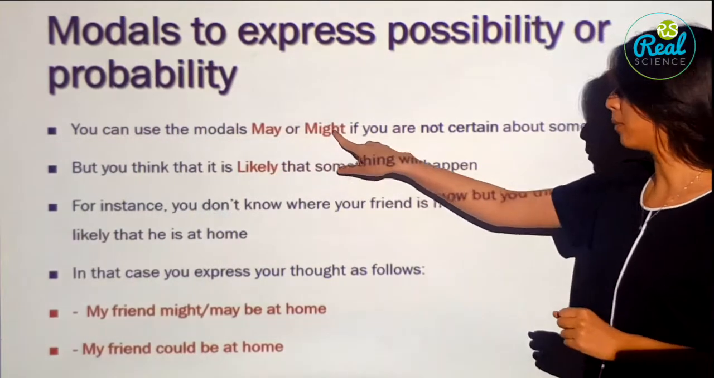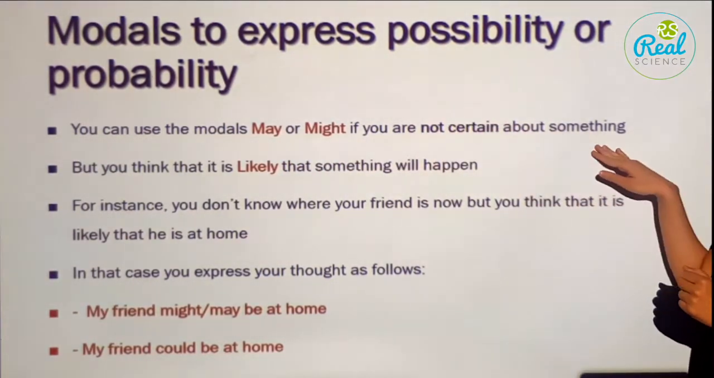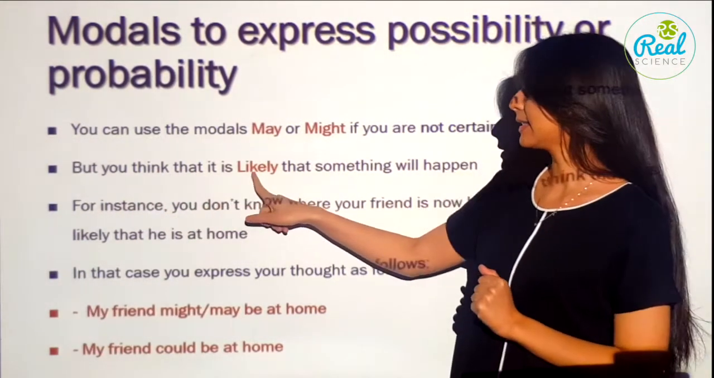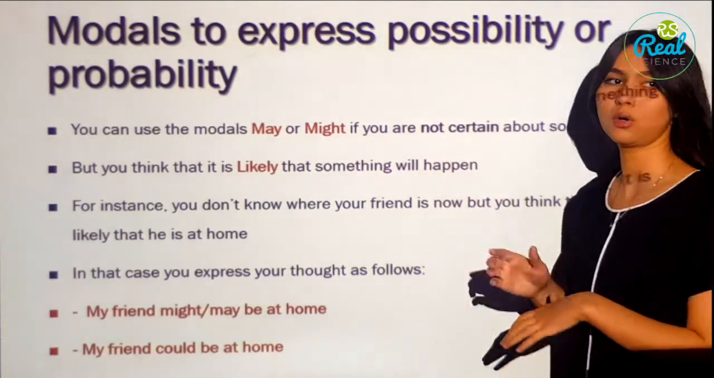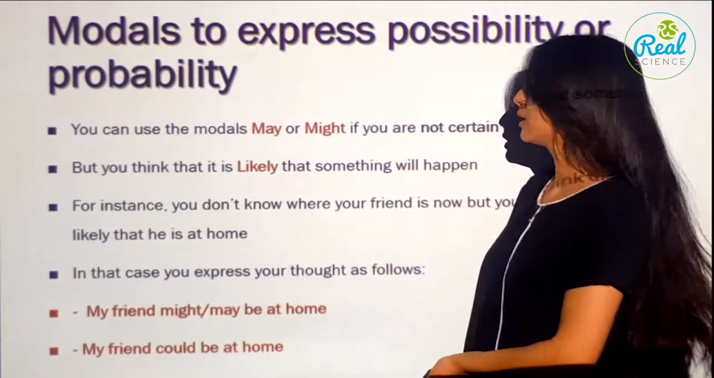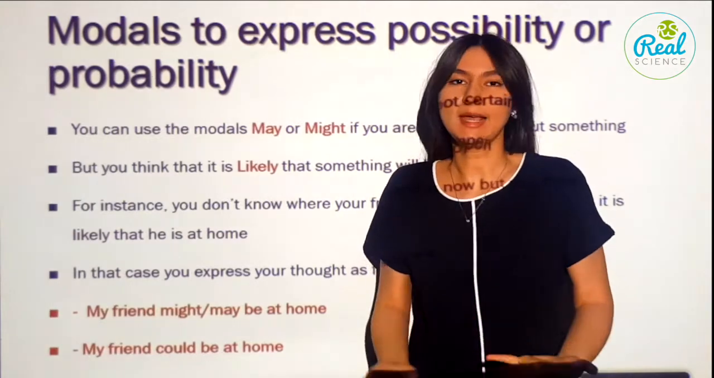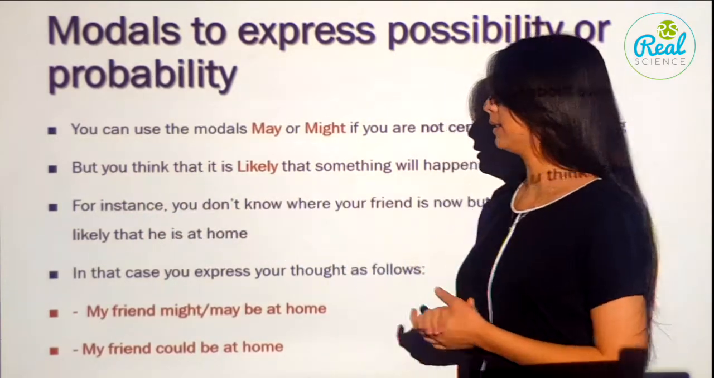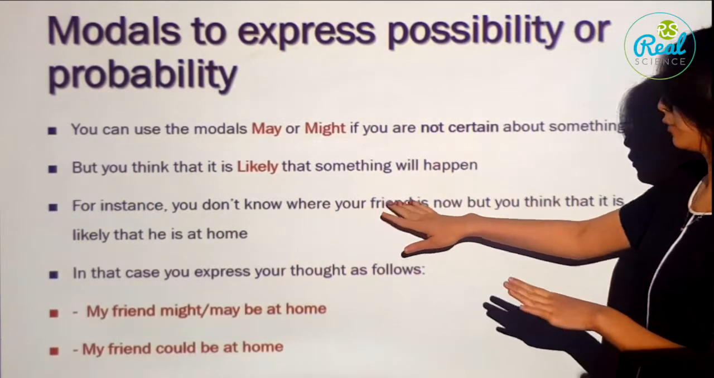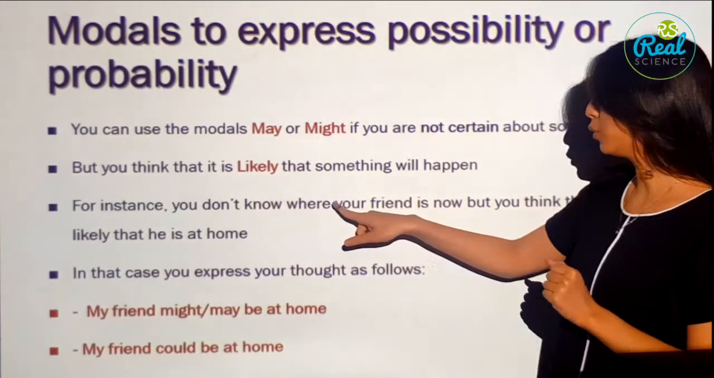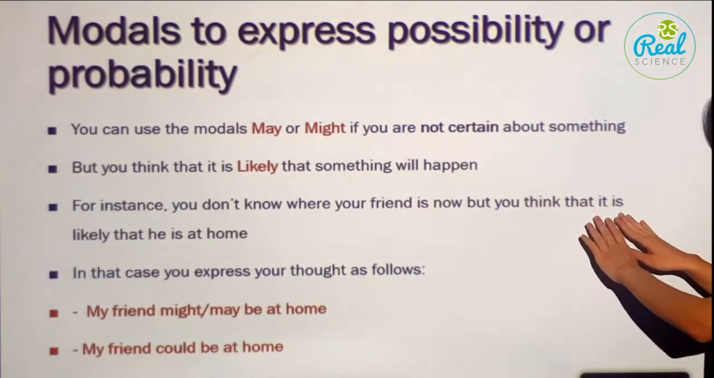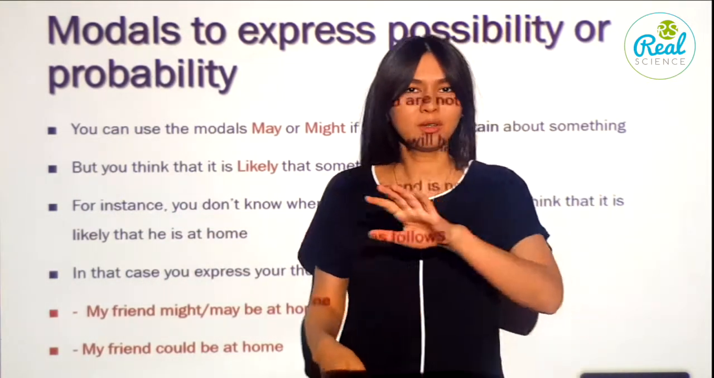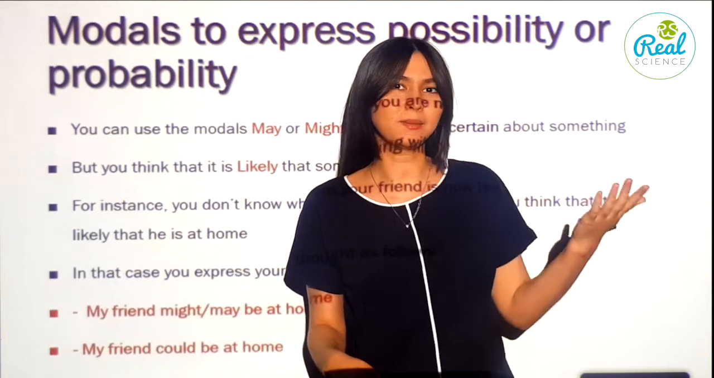You can use the modals may or might if you are not certain about something. You are not certain, but you think that it is likely that something will happen. You are not 100% sure, but it is likely and you believe it. For instance, imagine you don't know where your friend is now, but you think that it is likely that he is at home. You are not 100% sure, you are 50-50, you just think about it.